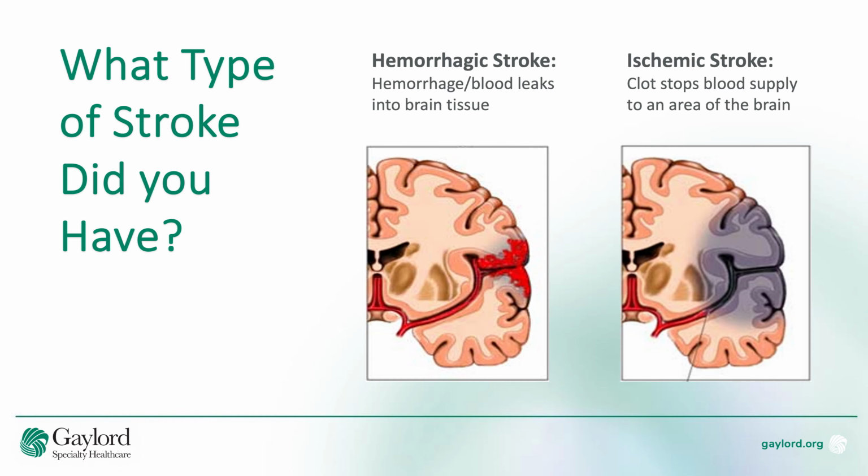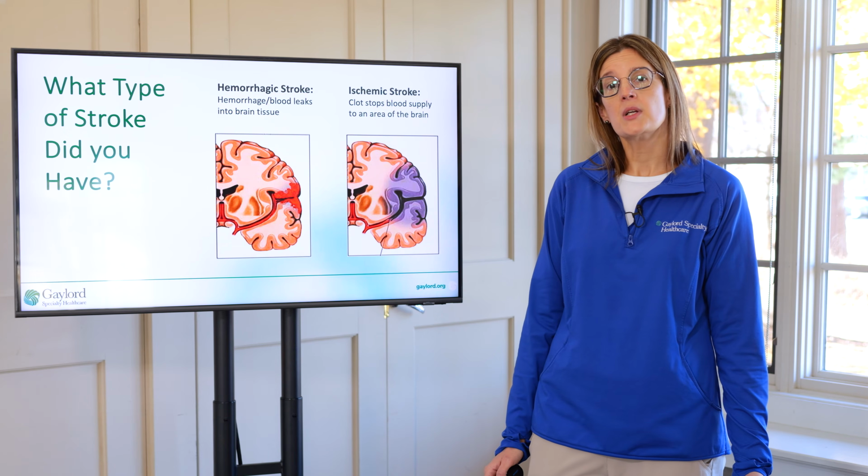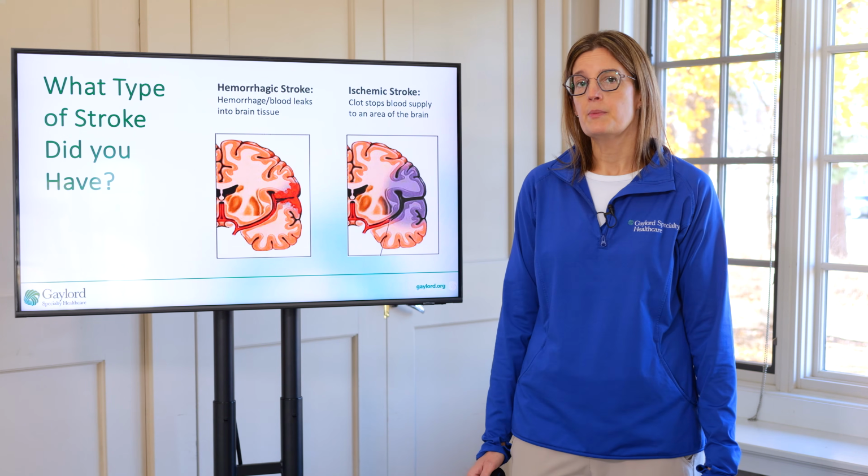The other type of stroke is a hemorrhagic stroke. Hemorrhagic strokes are less common, so about 15 to 20% of strokes are hemorrhagic in nature. A hemorrhagic stroke occurs as a rupture of a blood vessel or a bleed within the brain.